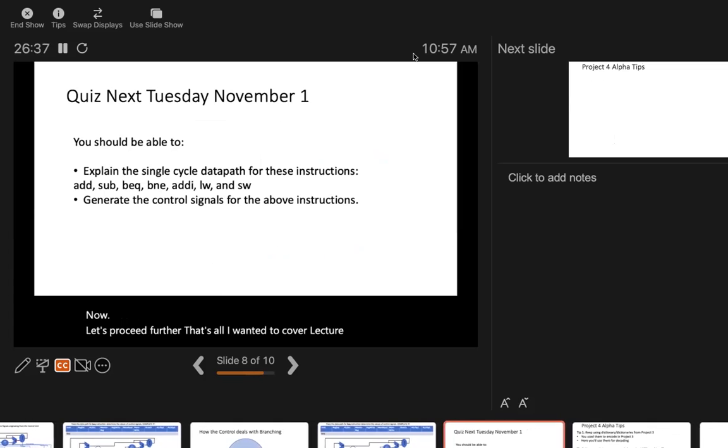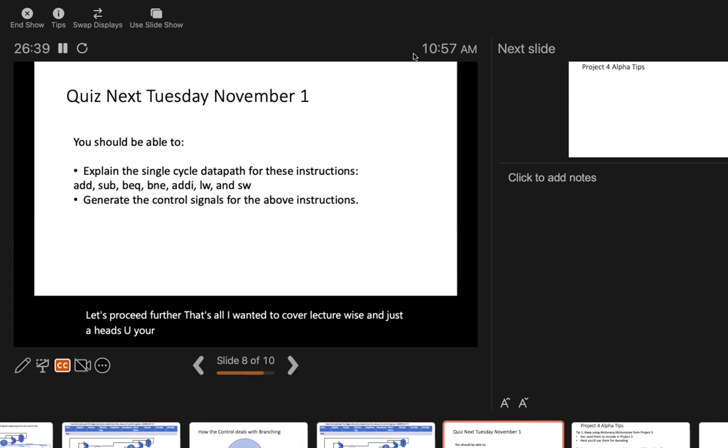And just a heads up, your next quiz is on November the 1st. Whatever we have done so far, you should be able to explain the single cycle data path for these instructions that are in your project number 4, alpha and beta: add, sub, branch if equal, branch if not equal, addi, load word and store word, meaning you should be able to trace the paths.